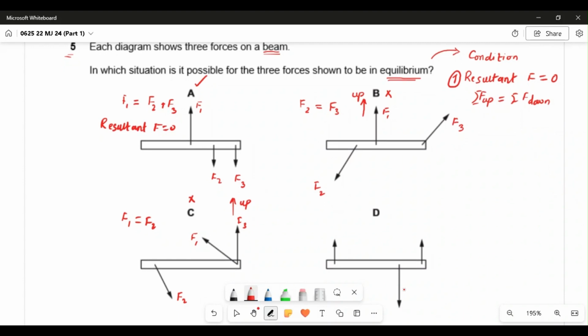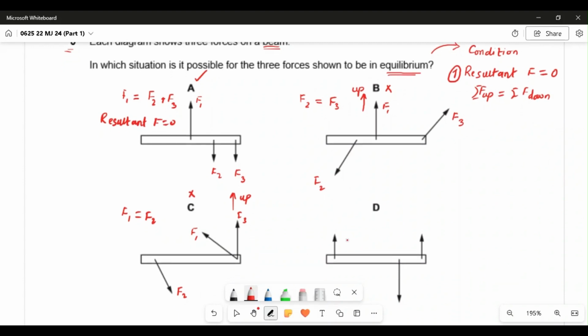Moving to D, for the first condition, it's the same condition. We can see this F1, this F3, both when we add up are equal to F2. So upward forces F1 and F3, which are equal in magnitude, when added balance F2. So it is balanced, so the resultant force is equal to 0. So I have either A correct or D correct according to the first condition of equilibrium.